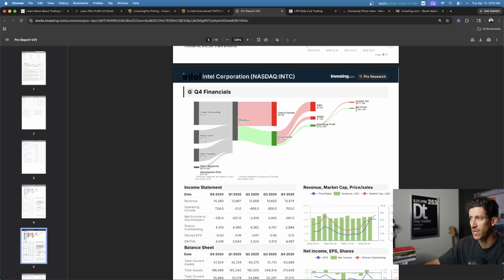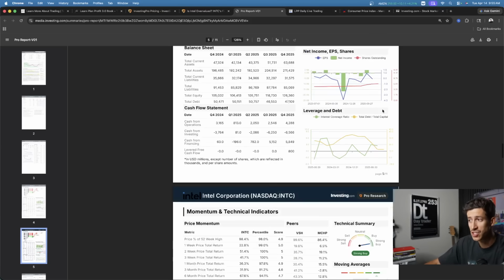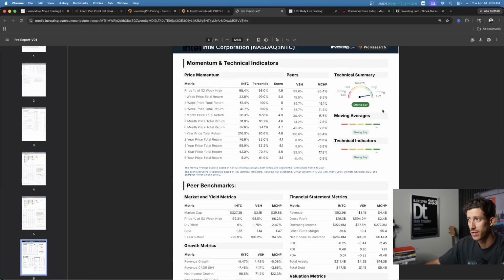Q4, this company lost $591 million. Again, does that support a 260% return in the last 12 months? In my opinion, no, right? It does not support their growth story.